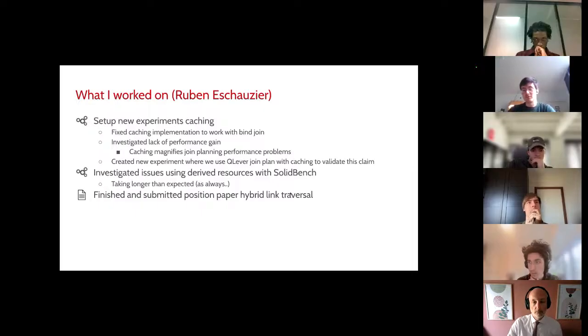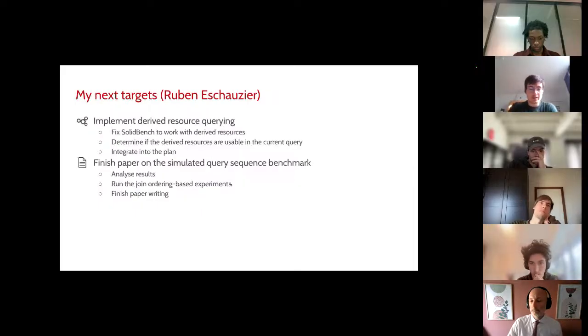So to validate this, I want to use the clever centralized join plans in link traversal to see if I can really show this. That's what I did. I also worked on derived resources in SolidBench. I had some issues with the benchmark because it seemed to be working, but then Community Solid Server had some weird behavior when using SolidBench with derived resources, and I haven't been able to figure out exactly what I need to do to fix this, but I will. Finally, I also finished and submitted a position paper on this hybrid link traversal, or concretely the derived resource query.